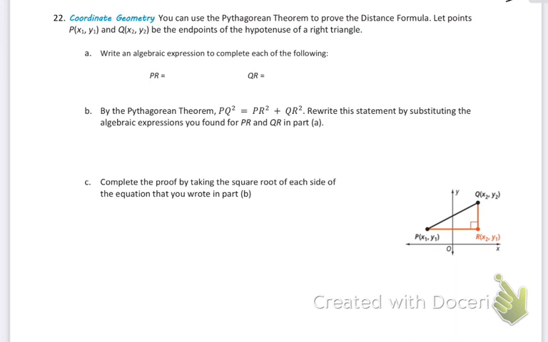So if I look at the distance from P to R, the only thing that will change is your x value, how far left or how far right you are. So we'd say a distance would be something like x sub 2 minus x sub 1. Now, the problem is, in every math book they say x sub 2 minus x sub 1. It doesn't matter because we don't know which one's our first point and which one's our second point, nor do we know which one's bigger or smaller.